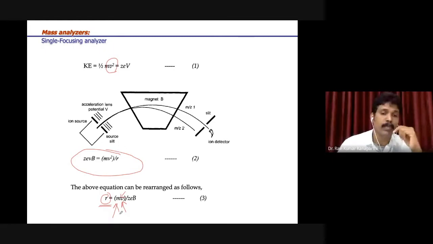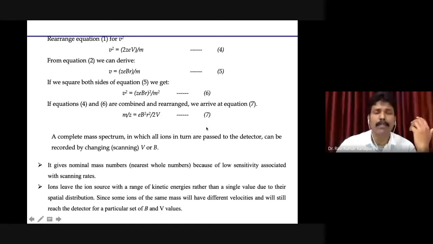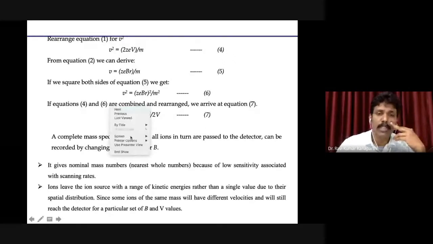Overall, the momentum is a unique factor of a fragmented ion. Accordingly, the circular path will change, and then you can keep the detector there and detect it. So that's how this operation takes place. And you can continue deriving a small equation for the m by z value.